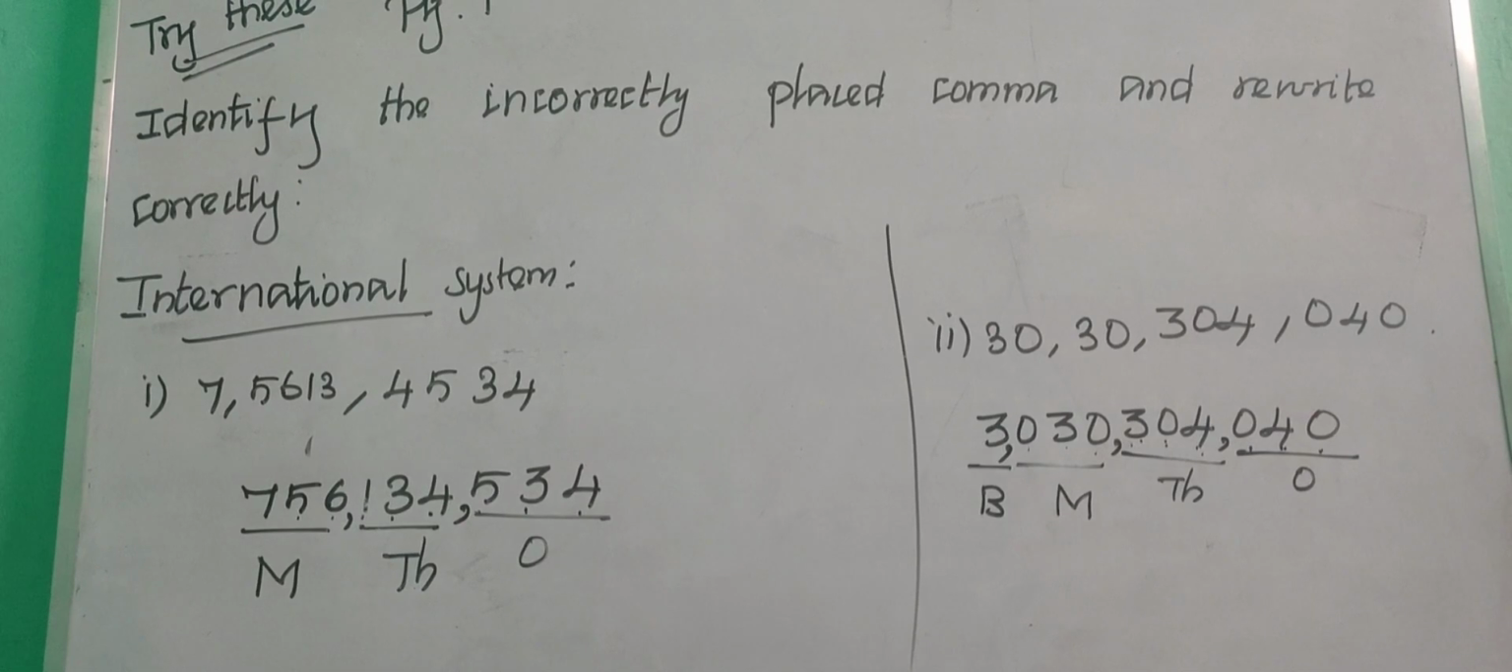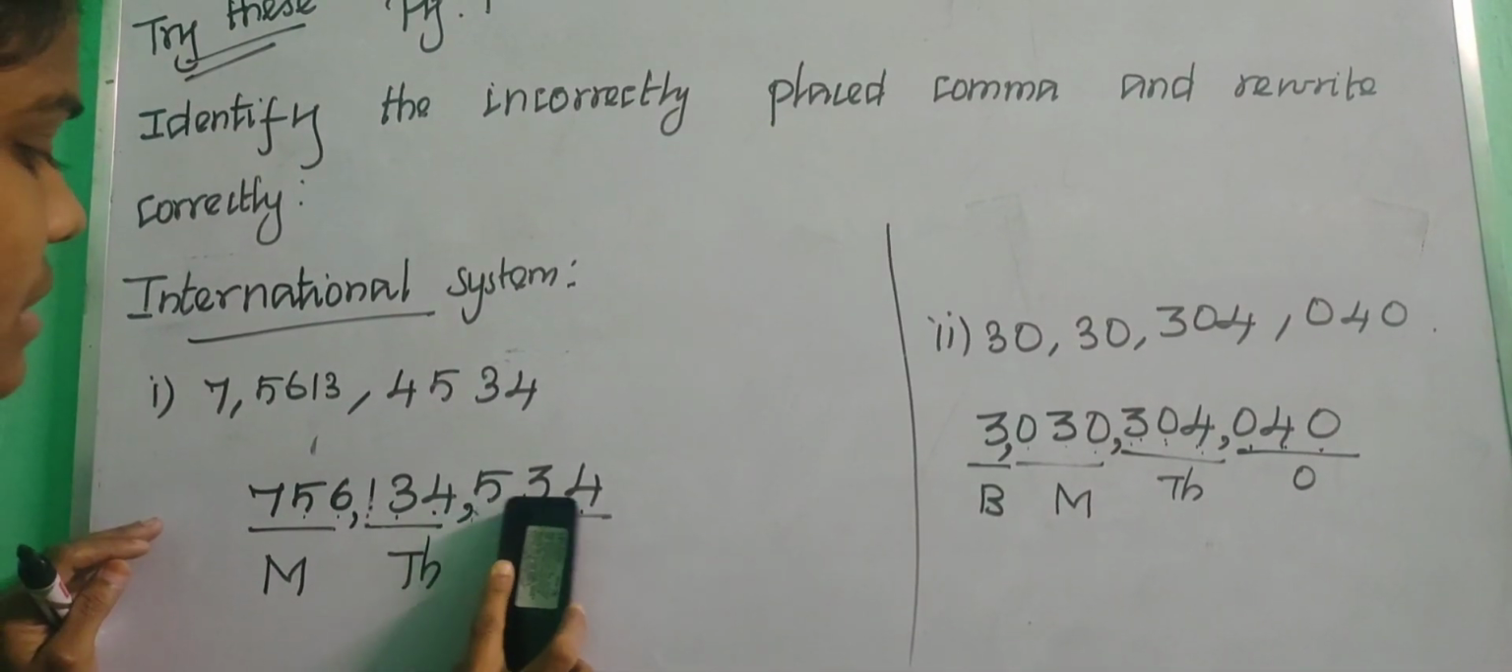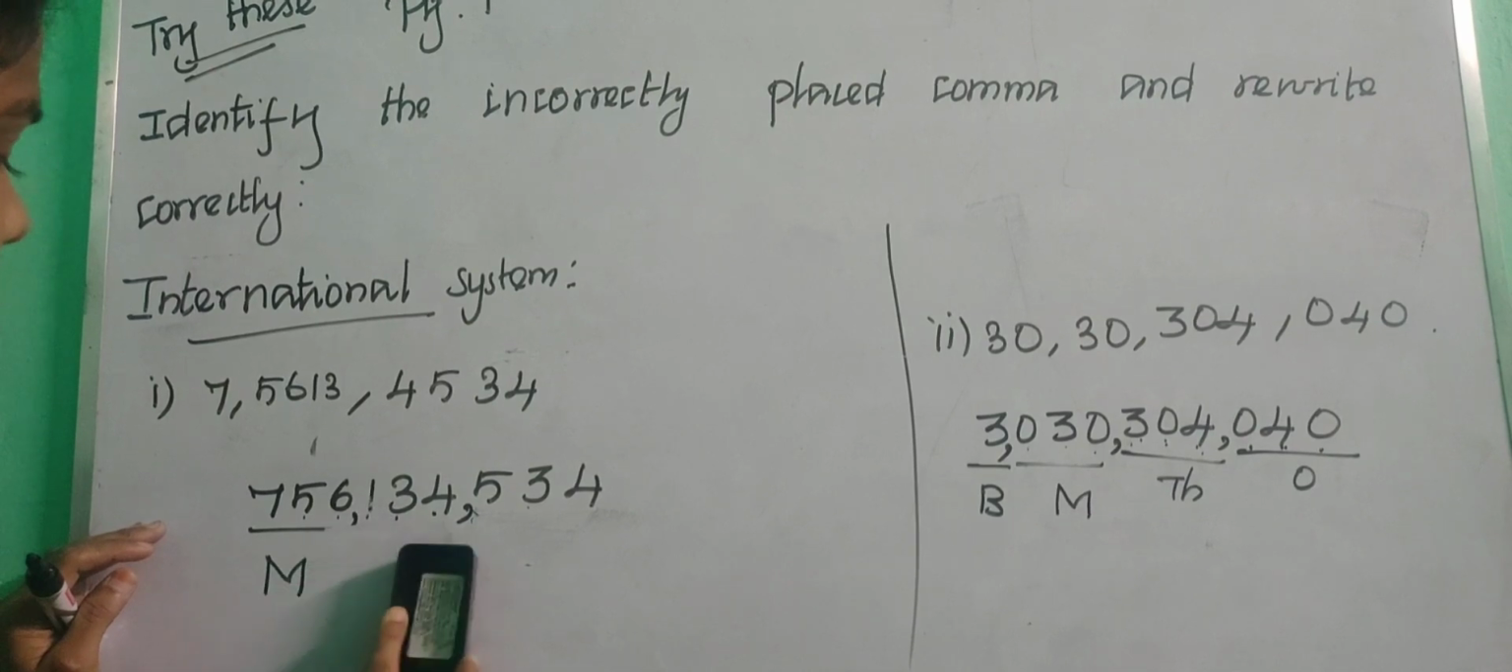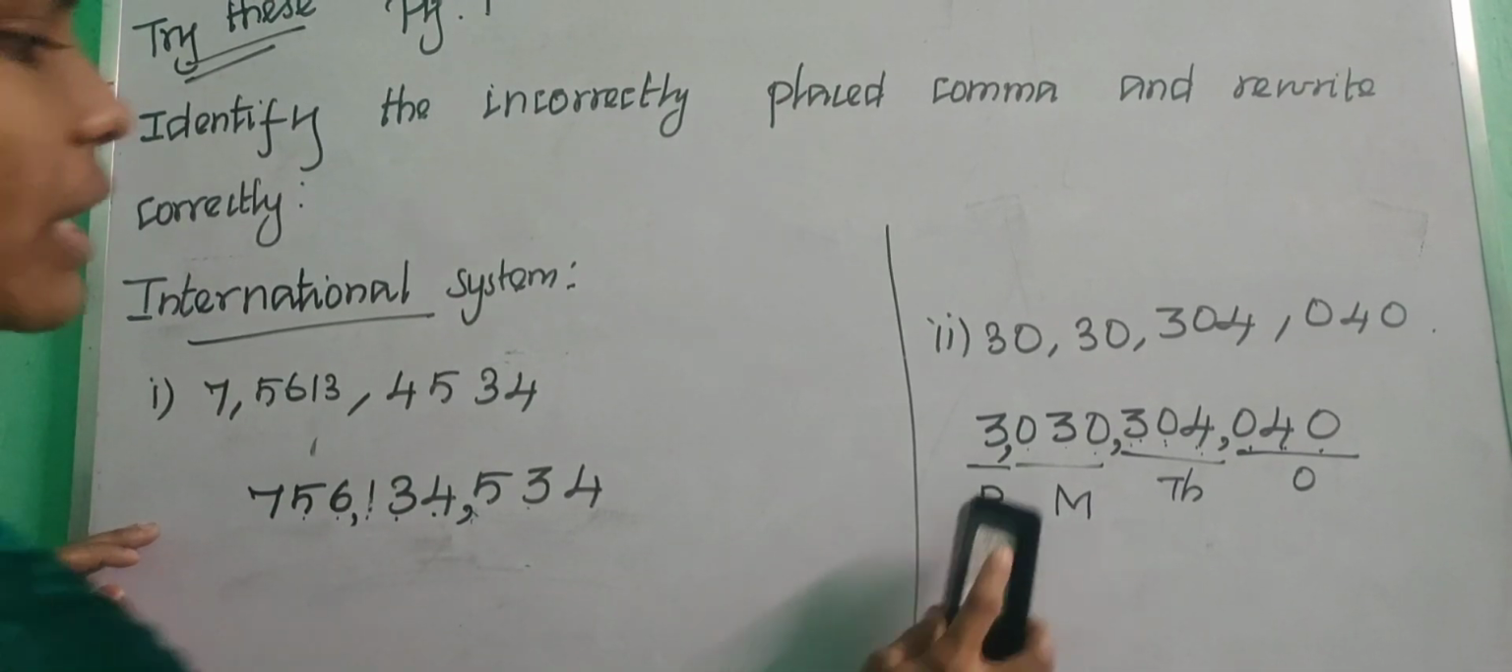So likewise we can write the number name for the numeral also. Simply put the comma in the proper place in your book. Use pencil.